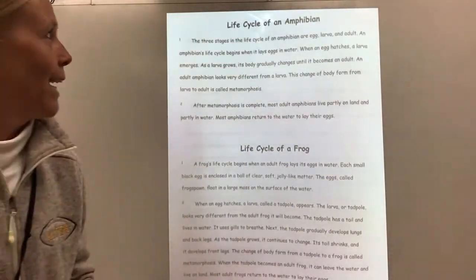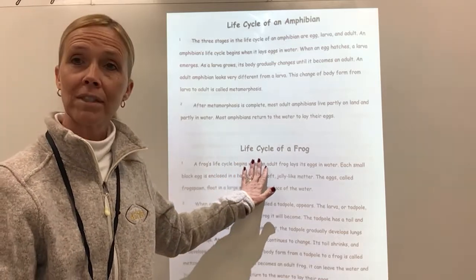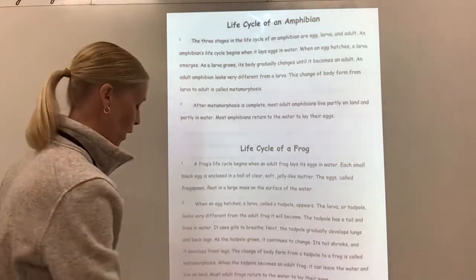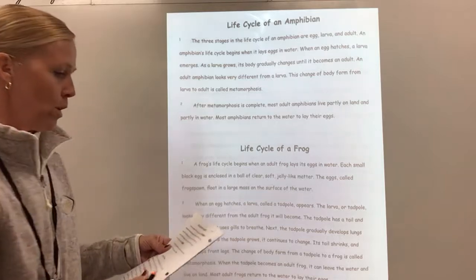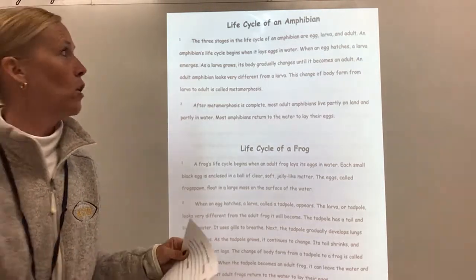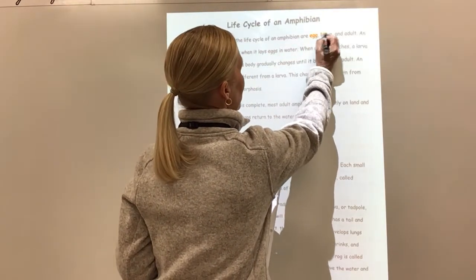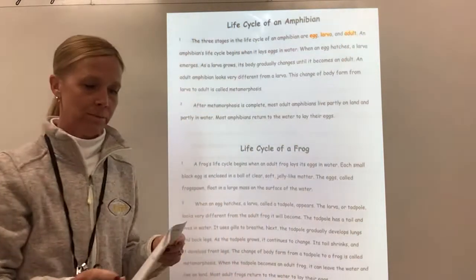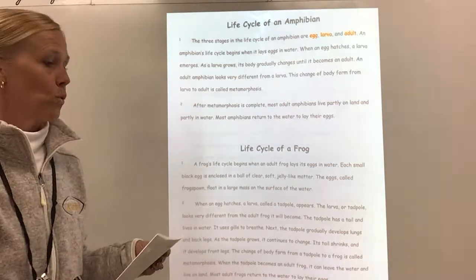And now we're going to look at the life cycle of an amphibian, and then more specifically the life cycle of a frog down here. So it says, and I'll read it to you and we'll figure out what we're going to highlight. The three stages in the life cycle of an amphibian are egg, larva, and adult. So let's highlight that. The three stages: egg, larva, and adult.